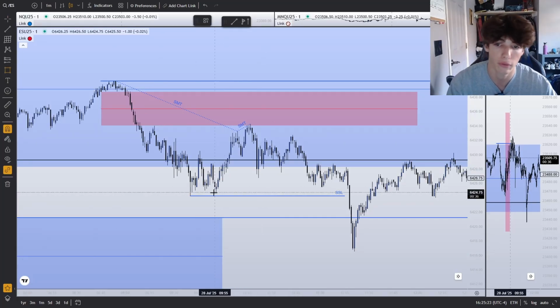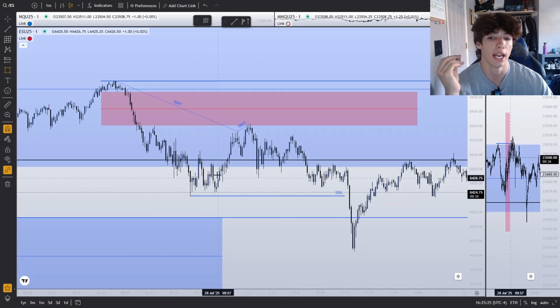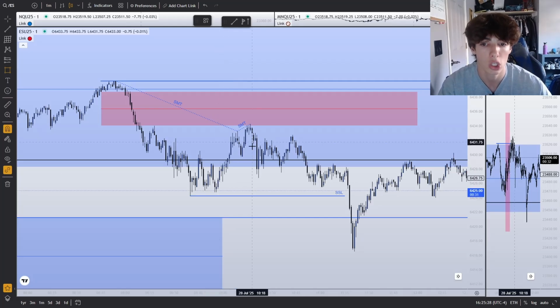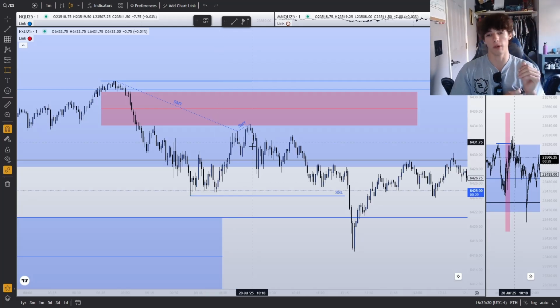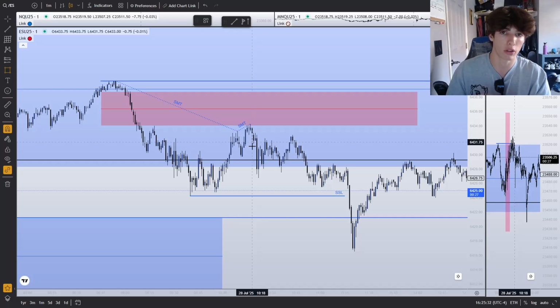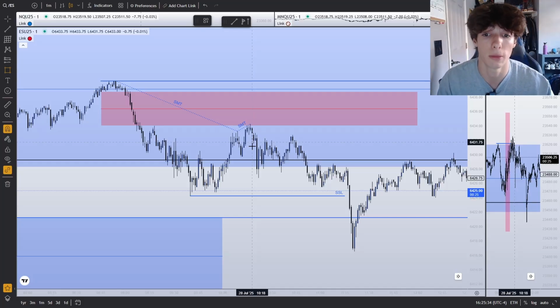All of our fair value gaps that get left in this leg end up getting tapped back into and mitigated, right? So now they're lower probability if price wants to trade back to them. We still need to see confirmation that we're going to run through them. However, they are much lower probability now to bounce from.